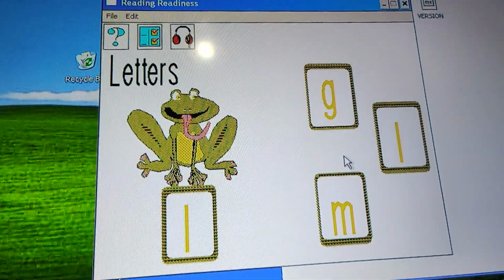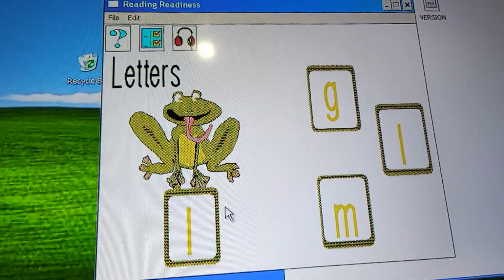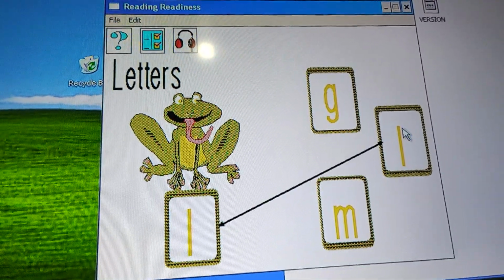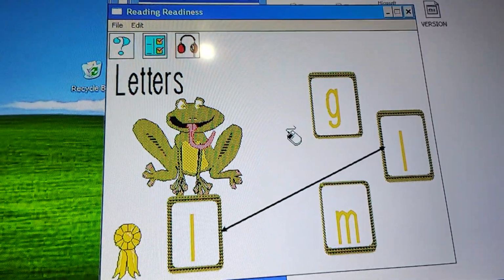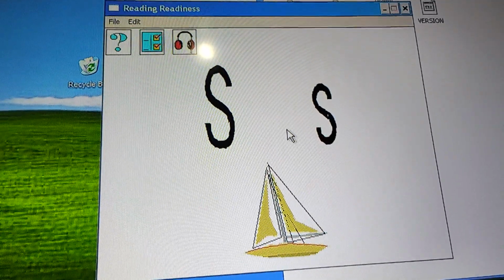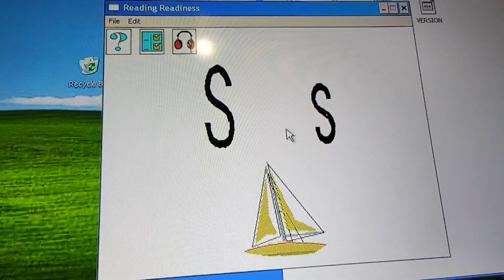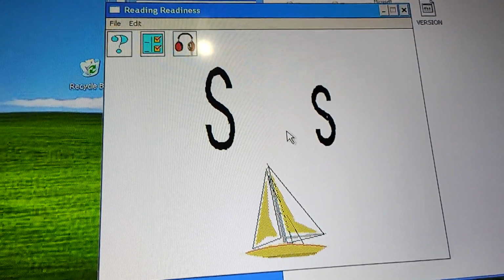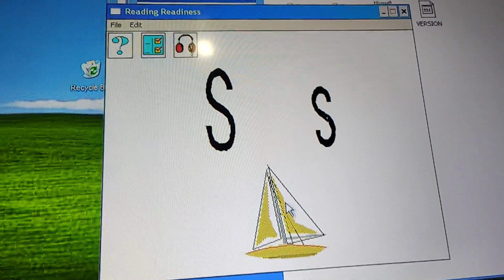Match the letters that are the same. Excellent! Here is the letter S. S stands for sailboat. Mark the picture that begins with the letter S.